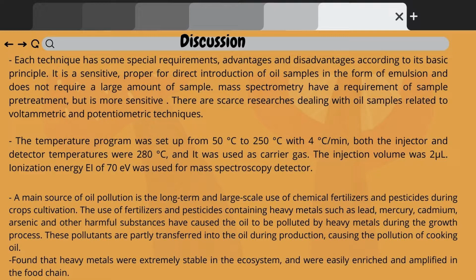A main source of oil pollution is the long-term and large-scale use of chemical fertilizer and pesticide during crop cultivation. The use of fertilizer and pesticide containing heavy metals such as lead, mercury, cadmium, arsenic and other harmful substances have caused the oil to be polluted by heavy metal during the growth process. These pollutants are partly transferred into the oil during production, causing the pollution of cooking oil. Heavy metals were found to be extremely stable in the ecosystem and were easily enriched and amplified in the food chain.